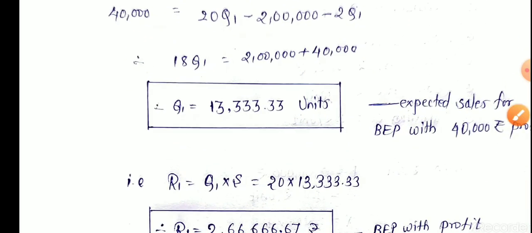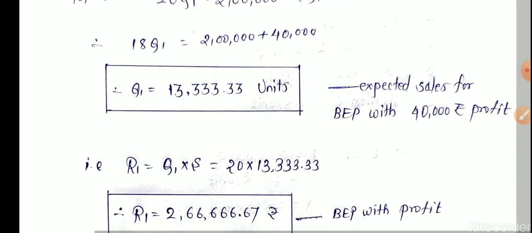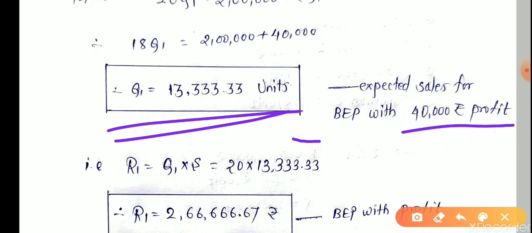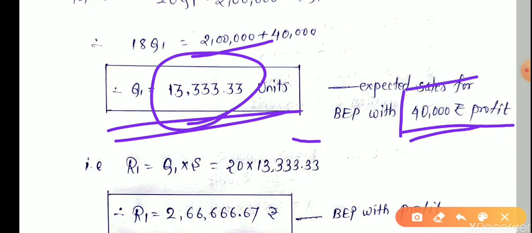And what is the Q? Q is 13,333.33. If you sell 13,000 units, then you have the pure profit of 40,000 rupees after subtracting the 2 lakh fixed cost. The purchase price of these 13,000 units is also included, and by subtracting the total outgoings, we have the pure profit. That is, income minus cost is 40,000 rupees.